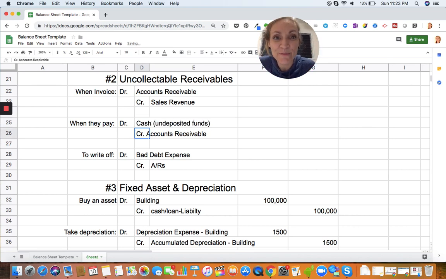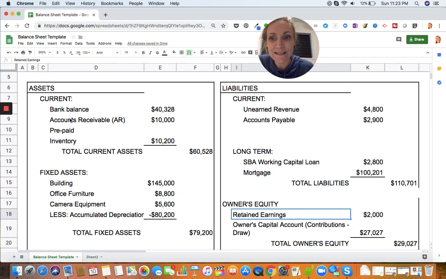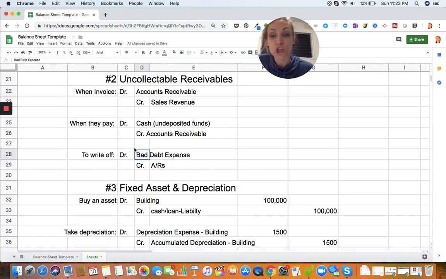So with uncollectible receivables, if we decide, hey, someone's not going to pay us, we've got to get that accounts receivable off our books because it's sitting right here in our current assets, affecting our entire value of our business. So to get it off the books, we will debit bad debt expense and credit the accounts receivable, which removes it, right? Accounts receivable is a current asset. Credit offsets that. Just like we set up here, when they pay, it's debit cash, credit the accounts receivable. Well, to write it off, we're just going to debit bad debt expense instead.